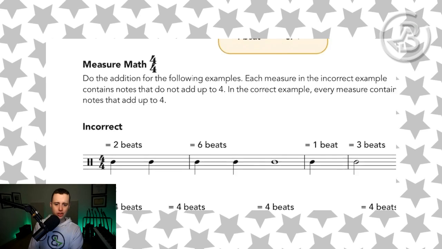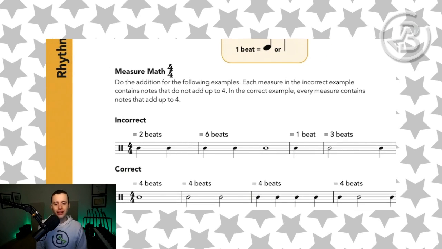So let's look at some measure math for 4/4. In 4/4, every measure must contain exactly 4 beats or 4 counts worth of notes. You can combine any notes together just so long as you keep each measure to only 4 beats or 4 counts worth of notes. So let's look at some incorrect examples first.